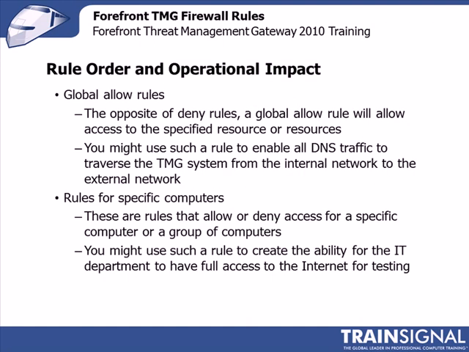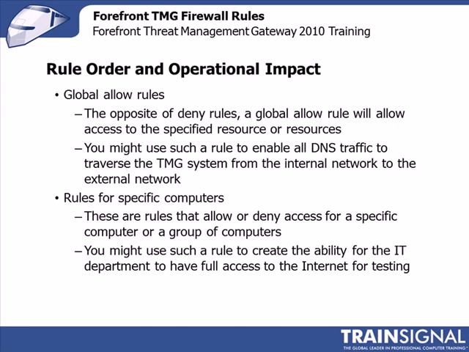Next, Microsoft recommends you create your global allow rules. This is the opposite of a deny rule. A global allow rule will allow you to access specified resource or resources. So you may want to allow all access to financial type websites. You can have a global allow rule that allows that access so that it gets hit. If someone tries to browse to a financial website, then they're allowed to do that without any other restrictions taking place. Or you might use such a rule to enable all DNS traffic to traverse the threat management gateway system from the internal network to the external network. You might recall that we actually did that in this course. We created a rule that allowed all DNS traffic to traverse threat management gateway.